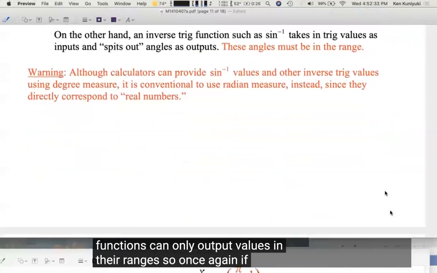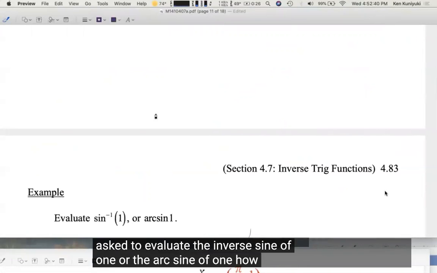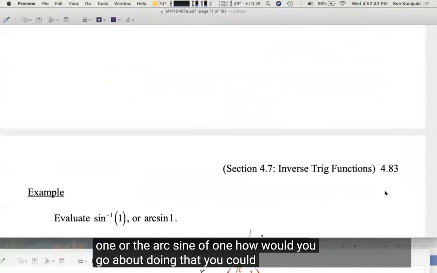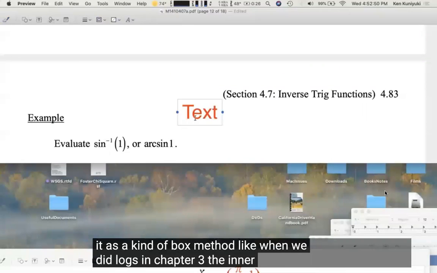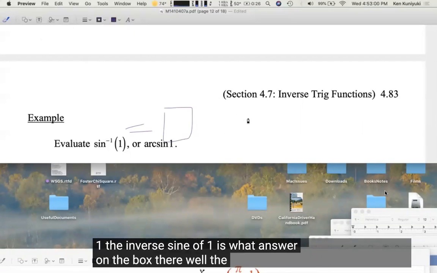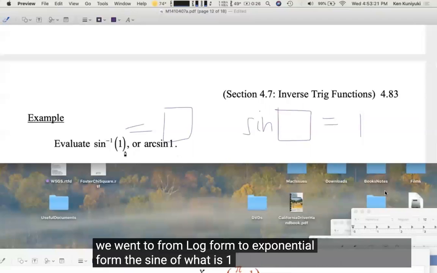So once again, if you are asked to evaluate the inverse sine of 1 or the arcsine of 1, how would you go about doing that? You could think of it as a kind of box method, like when we did logs in chapter 3. The inverse sine of 1 is what? Answer in the box there. Well, the sine of what is 1? Remember when we went from log form to exponential form? The sine of what is 1? It's like a zigzag.